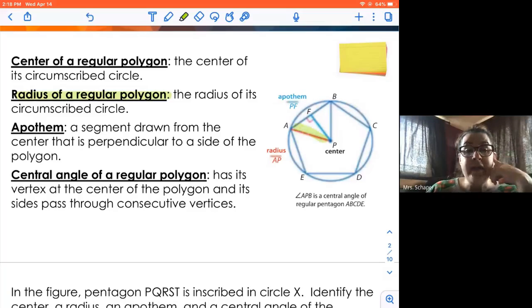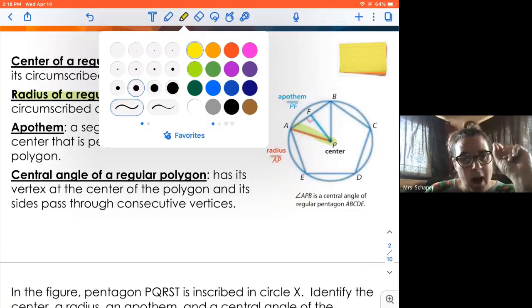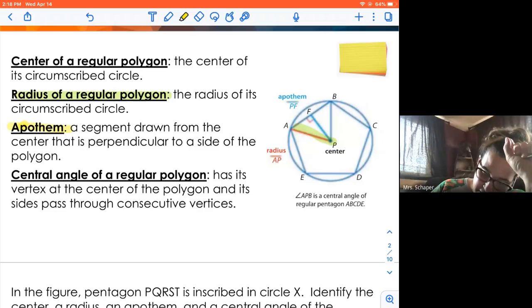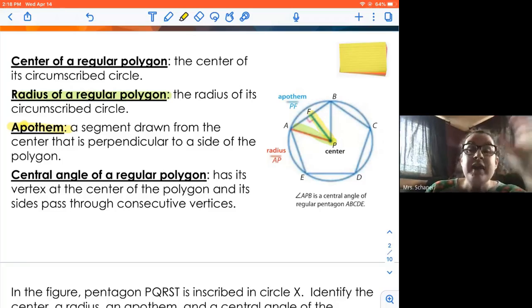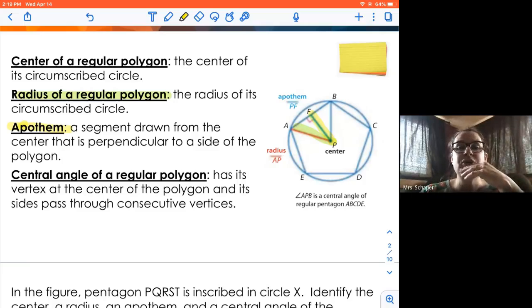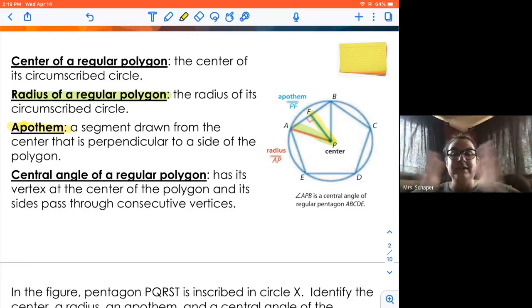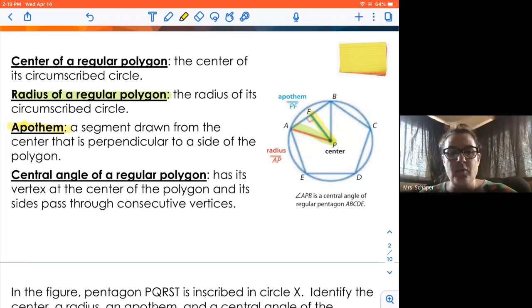All right. And then the apothem, this is a new word. I want you to give it some thought here. The apothem is a segment drawn from the center perpendicular to a side. This is an apothem. That's going to be super helpful when we're trying to utilize right triangles. And then the central angle of a regular polygon has its vertex at the center of the polygon, and its sides pass through consecutive vertices. All right. So let's take a look and see what we get to do with all of this work.